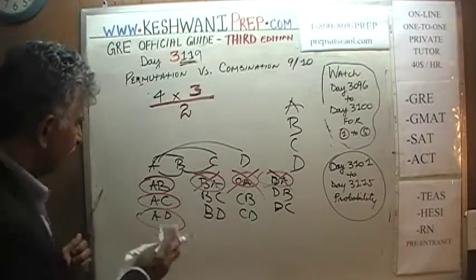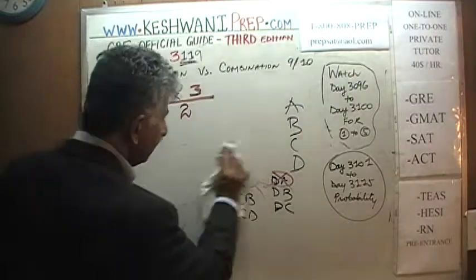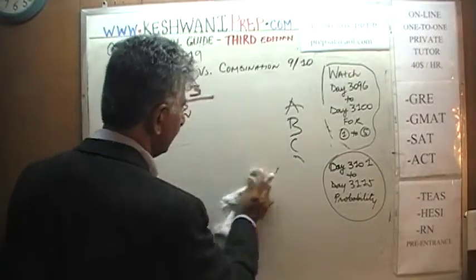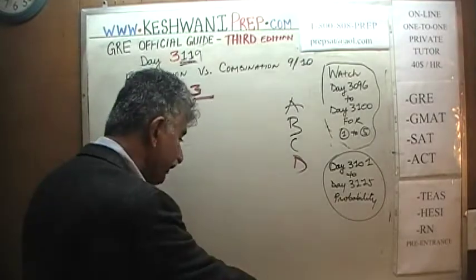So let's list our 6 pairs properly now. We are not going to double count, we're just going to count our pairs properly. There should be 6 of them, not 12.